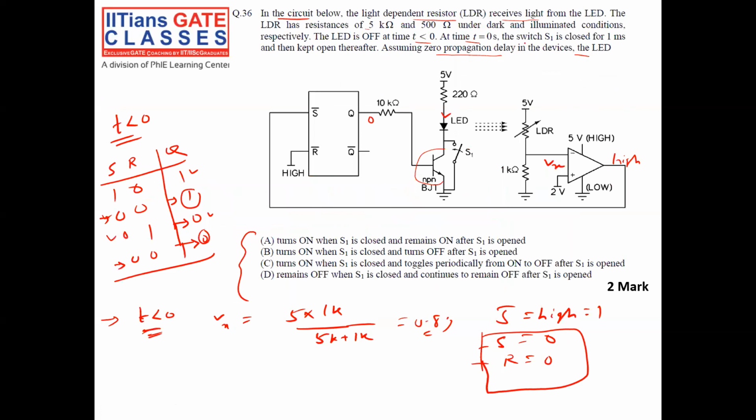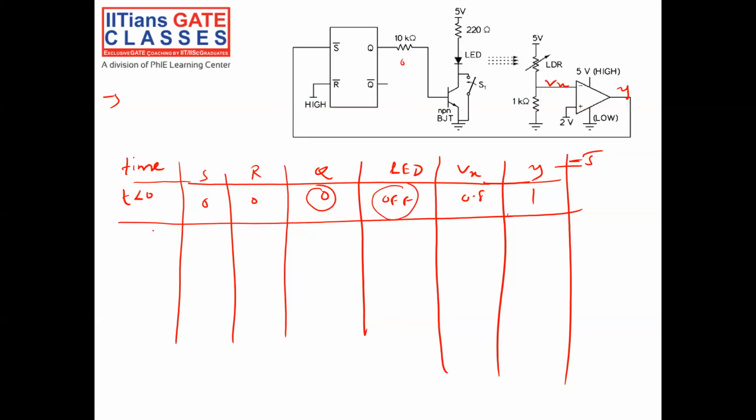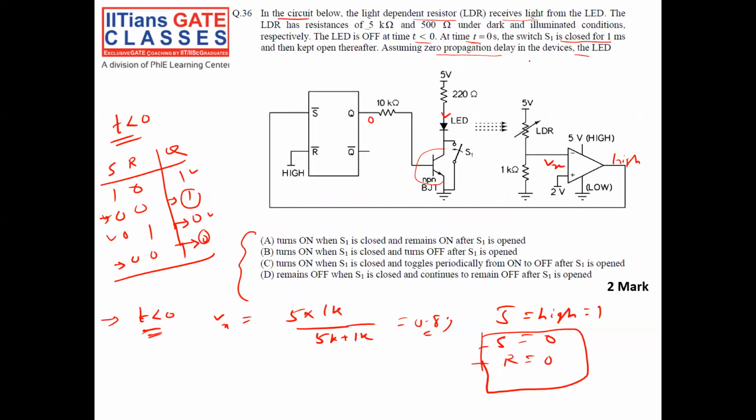Then for time 0 to 1 millisecond, my S1 is closed. Since S1 is closed, there is a path from here to ground. Diode will be on, which means LED will be on. This is my first condition. If LED is on, we know the LDR resistance will be how much? Given 500 ohm under illuminated condition.